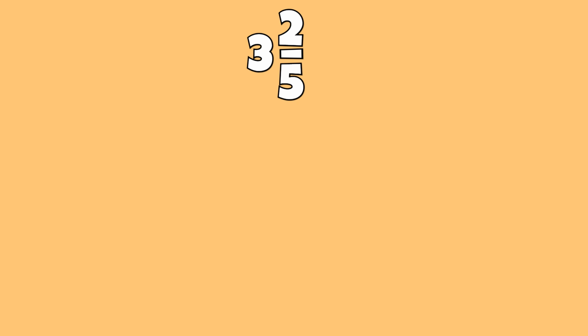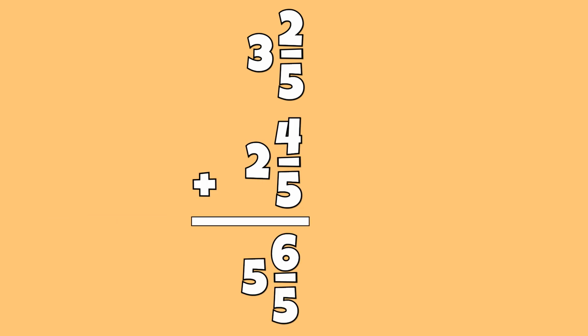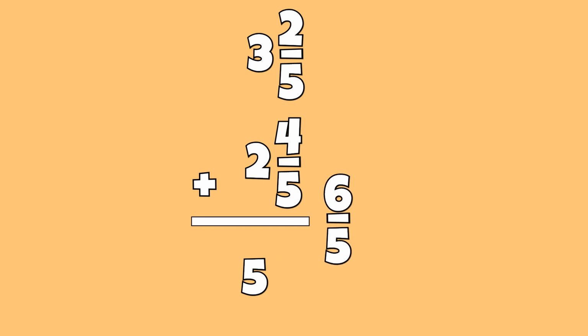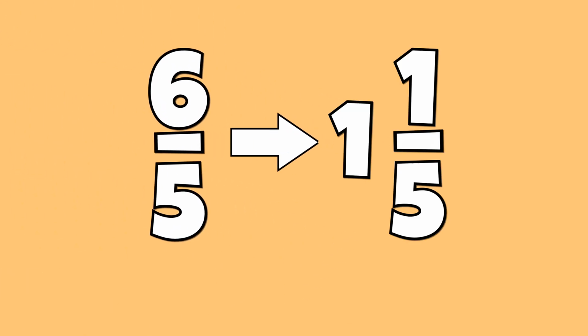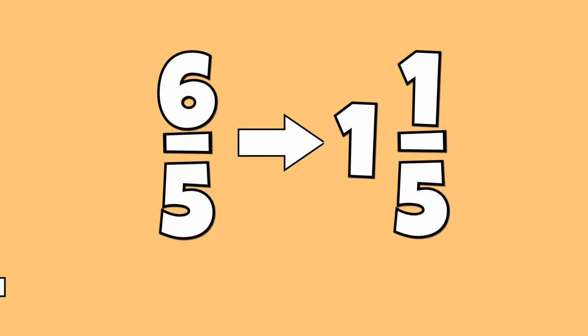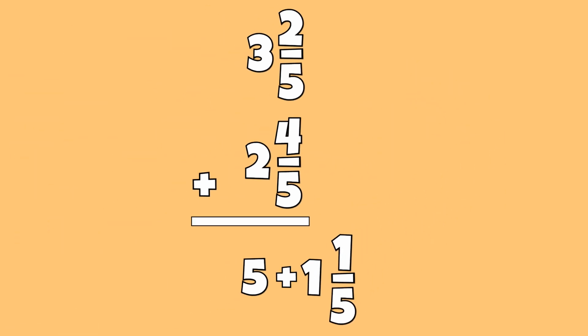3 2/5 plus 2 4/5 is the same as 5 6/5. We know that 6/5 is the same as 1 whole and 1/5. 5 plus 1 1/5 is equal to 6 1/5.